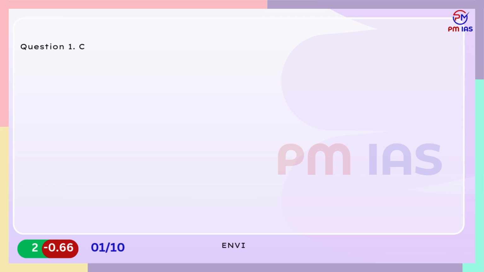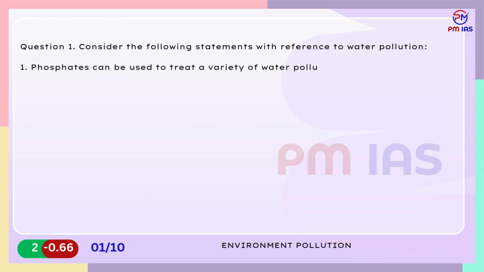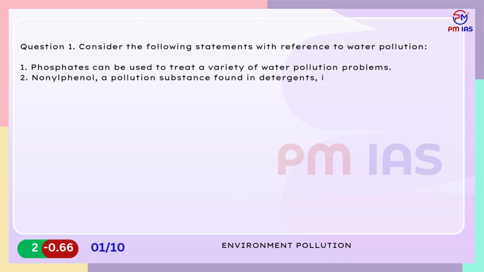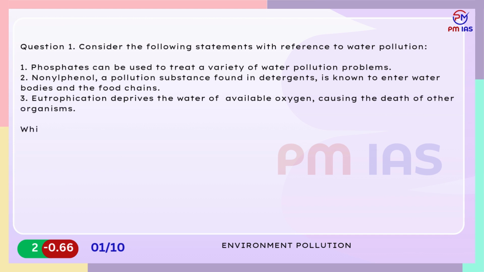Environment pollution. Question 1. Consider the following statements with reference to water pollution. 1. Phosphates can be used to treat a variety of water pollution problems. 2. Nonylphenol, a pollution substance found in detergents, is known to enter water bodies and the food chains. 3. Eutrophication deprives the water of available oxygen, causing the death of other organisms. Which of the statements given above are correct?